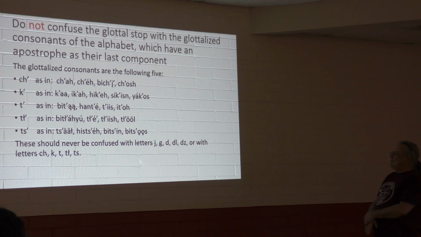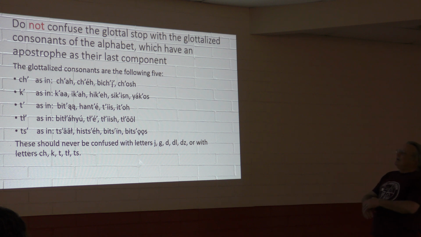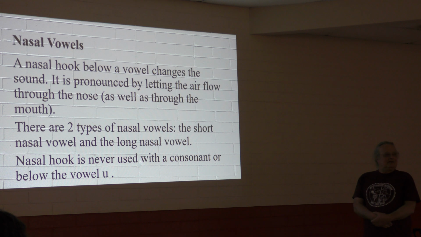These should never be confused with the letters j, g, d, l, z, or with the letters ch, k, k, sla, z, which don't have this apostrophe. Okay? They sound kind of like, you're learning Apache. But you've got to distinguish all these consonants that English mostly doesn't have. All right. Any other questions?